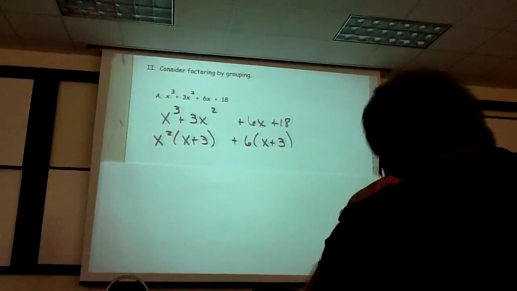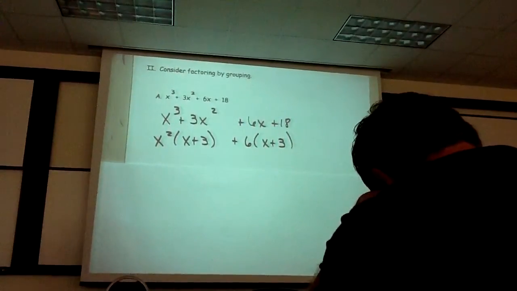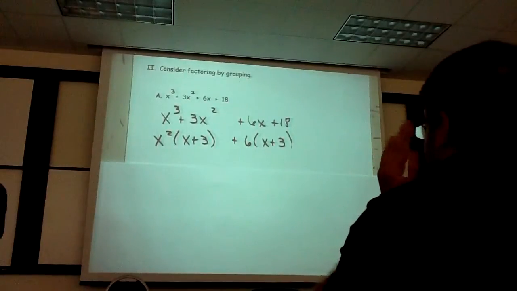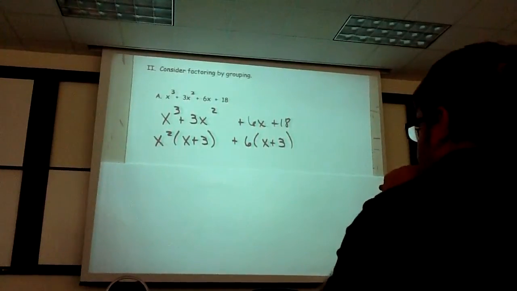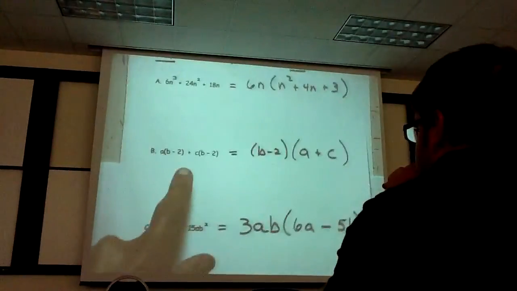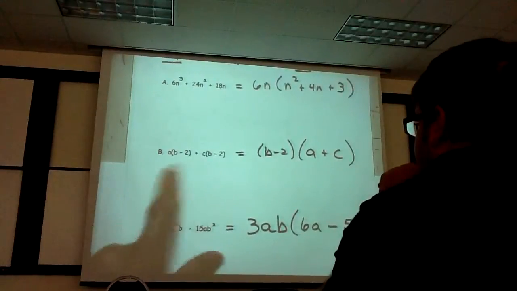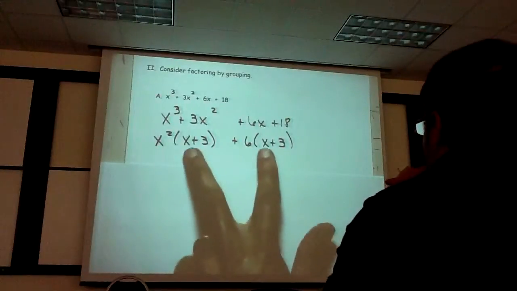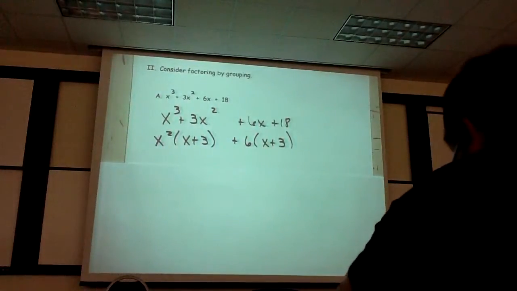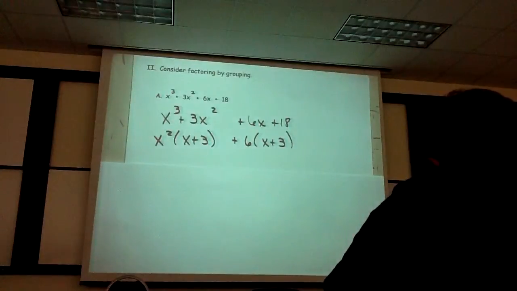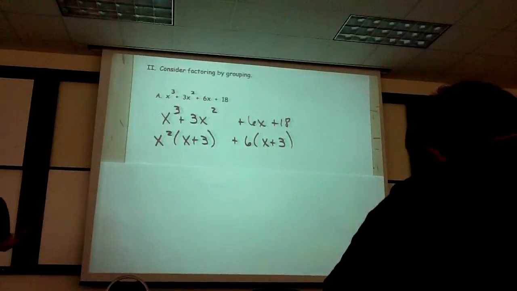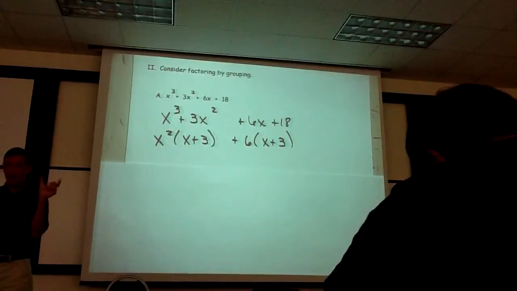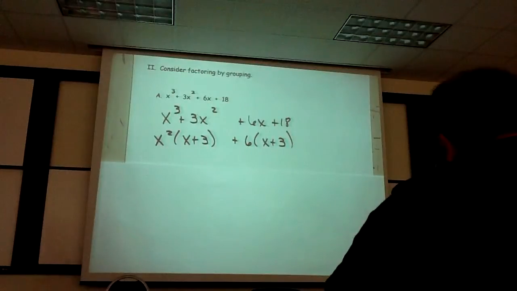So far, so good? And then notice what you get when you factor the common factor using factoring by grouping. You get an example that looks exactly like this guy right here. Remember that from last time? The b minus 2 they had in common. Look what you got in common: an x plus 3. So once again, I have 2 parts to my polynomial expression. Each part has an x plus 3, a binomial common factor. So I factor that guy out.